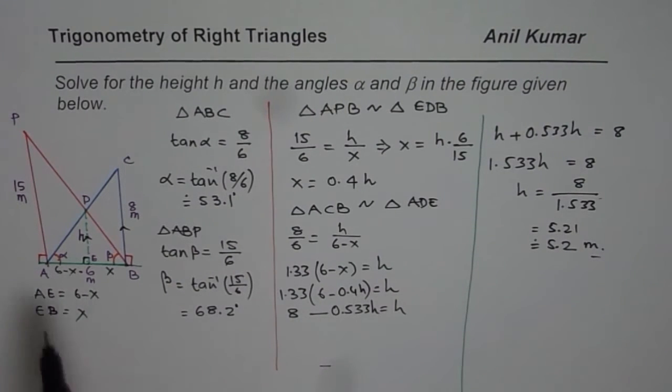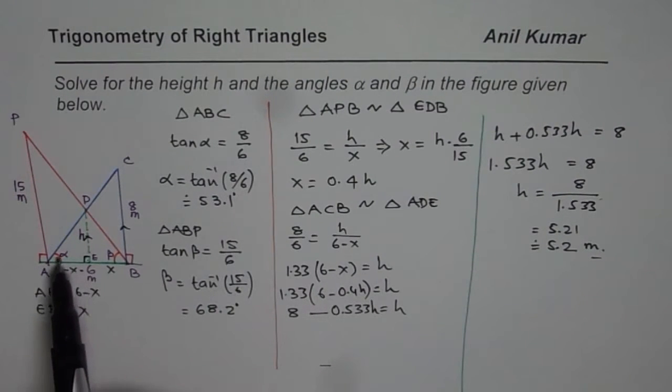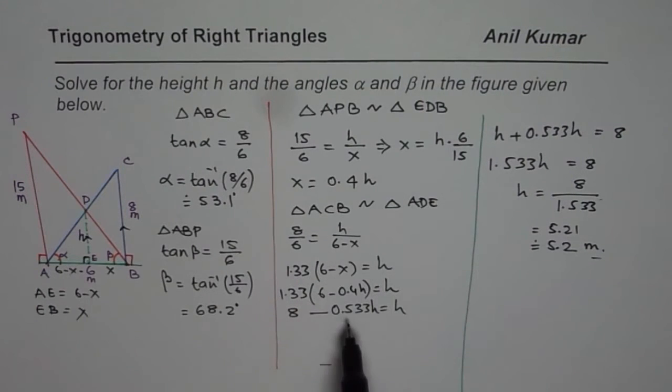You could also use tan ratios to find the height. Once you have calculated the angles, we could use tan ratios. But in this case, I prefer to use similar triangles. As you can see, it helps.